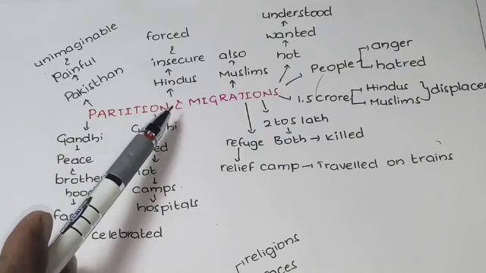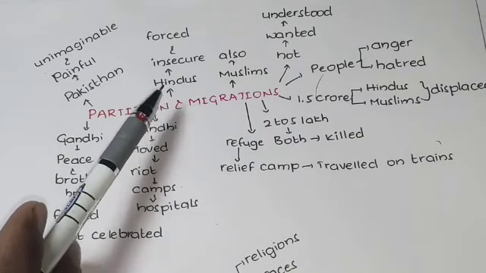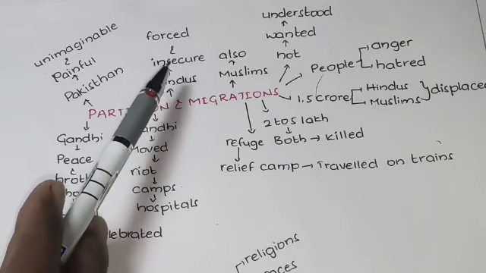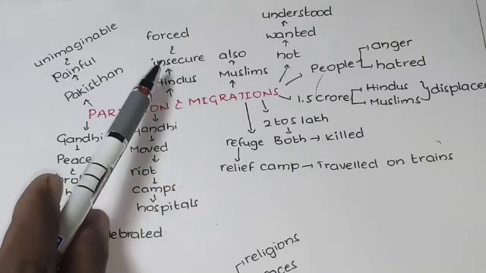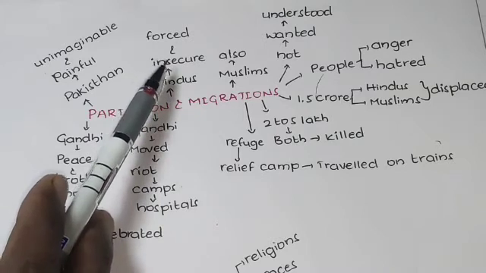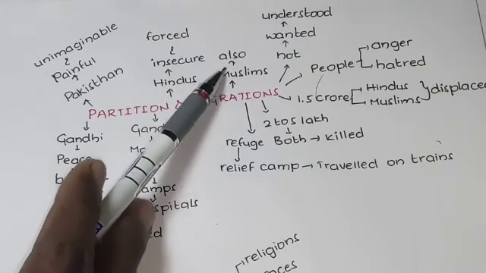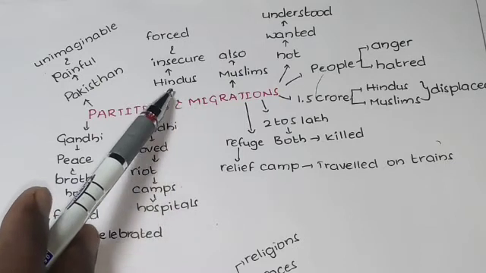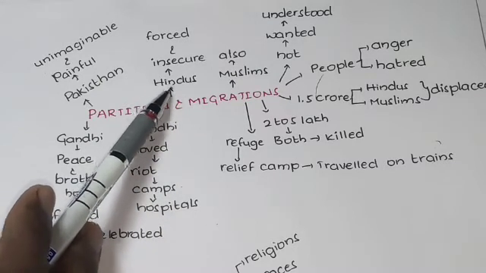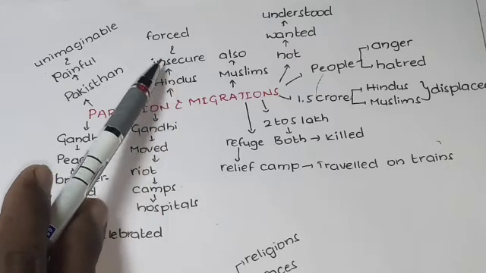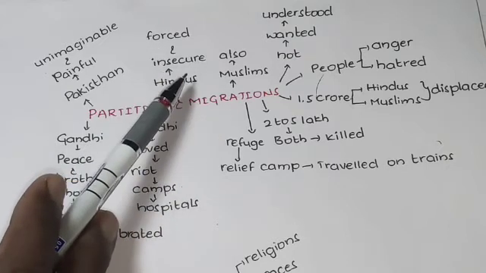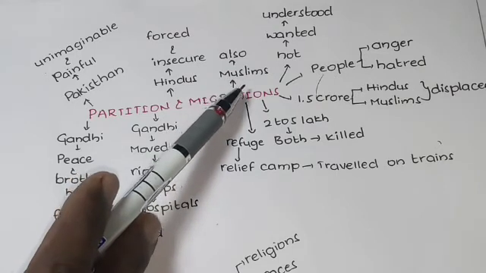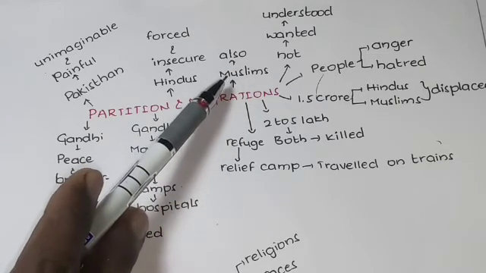Most of the Hindus who were living on the Pakistan side felt insecure and were forced to leave their homes. The same thing happened to the Muslims also, who were living in India, especially on the border side.